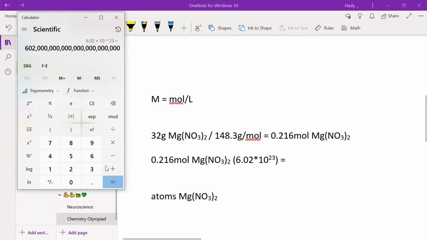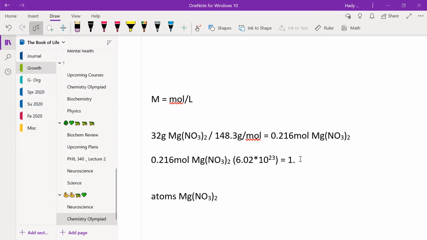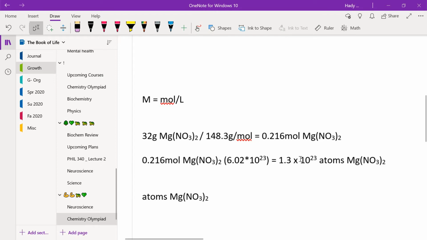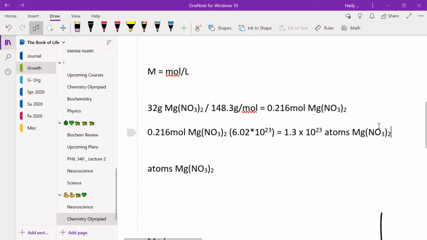Now, we have this many moles, so that many atoms per mole times this many moles, you have this many atoms. I know it's actually going to be like 1.3 times 10 to the 23rd. This works. Atoms of MgNO3. Okay. So you have that many atoms of this.